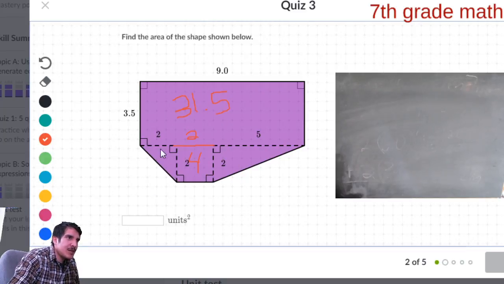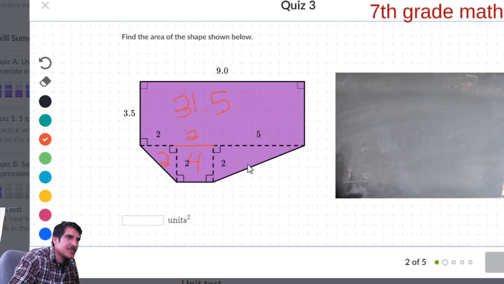And then let's do the areas of the little triangles here. So this little triangle right here is a 2 by 2 triangle. But keep in mind, it's a triangle, so it's kind of like half of a sandwich. So you've got to cut the area in half. So 2 times 2 is 4, but half of that is 2 square units. So put a little 2 inside that.